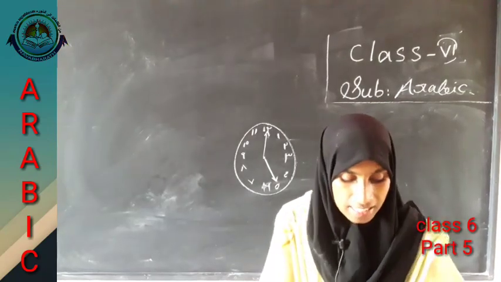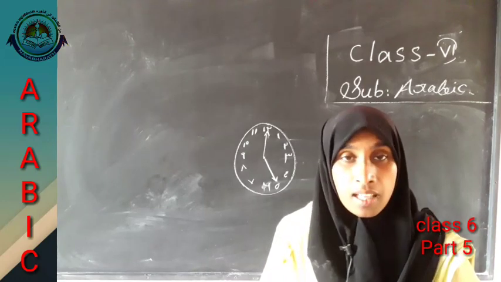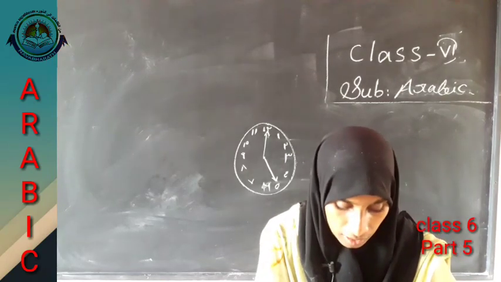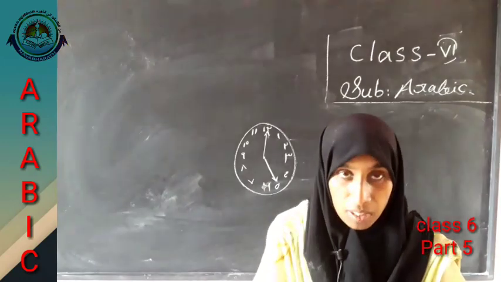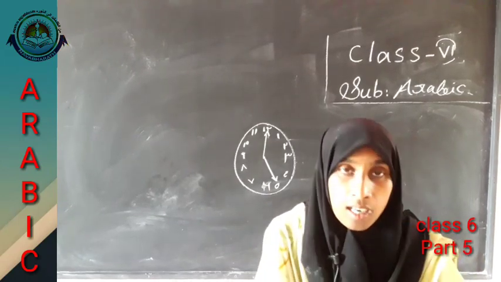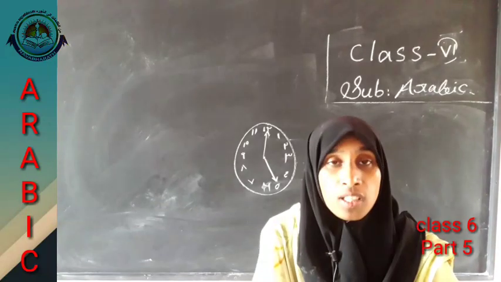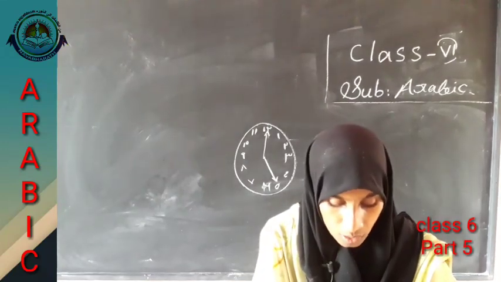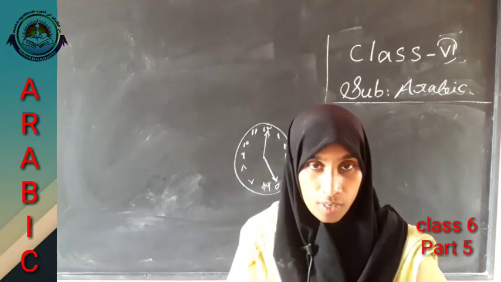Nuzulul Qur'an, which is the suitable word? Yes, Ramadan. We know Nuzulul Qur'an is in the month of Ramadan. Eidul Fitr, which month is Eidul Fitr? After Ramadan the month is Shawwal. Eidul Adha, Dhul Hijjah. Viladatun Nabi Sallallahu Alaihi Wasallam, the birthday of Nabi Sallallahu Alaihi Wasallam, which month? Yes, Rabi'ul Awwal.